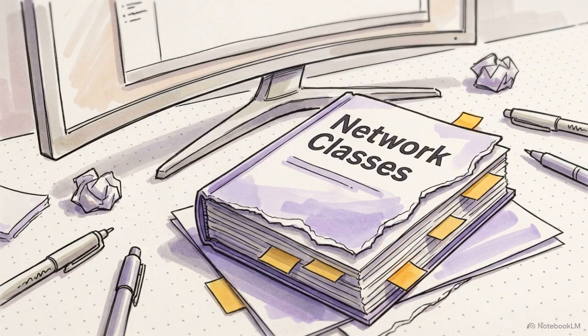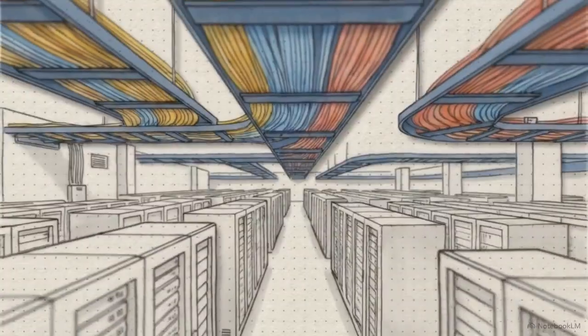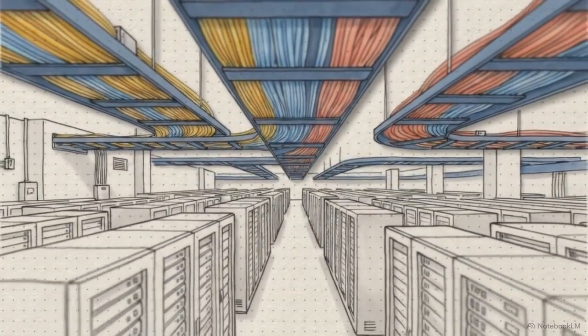Even though CIDR is the standard today, Class A, B, and C terminology is still used throughout network documentation and troubleshooting. These rigid mathematical classes provided the initial structure that allowed the early internet to function until more flexible systems could be developed.